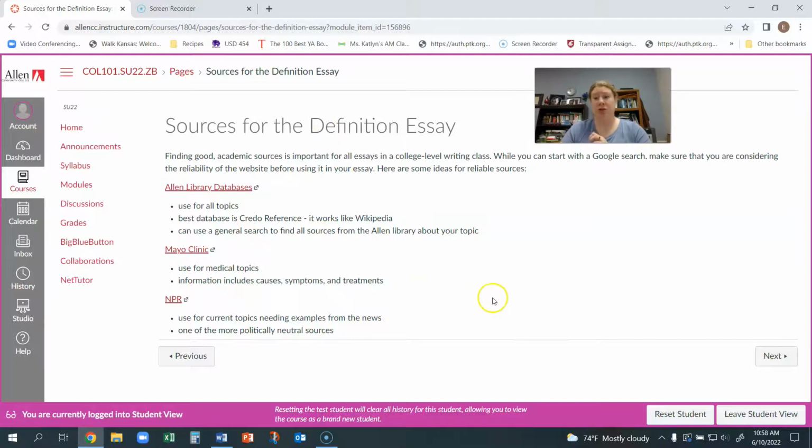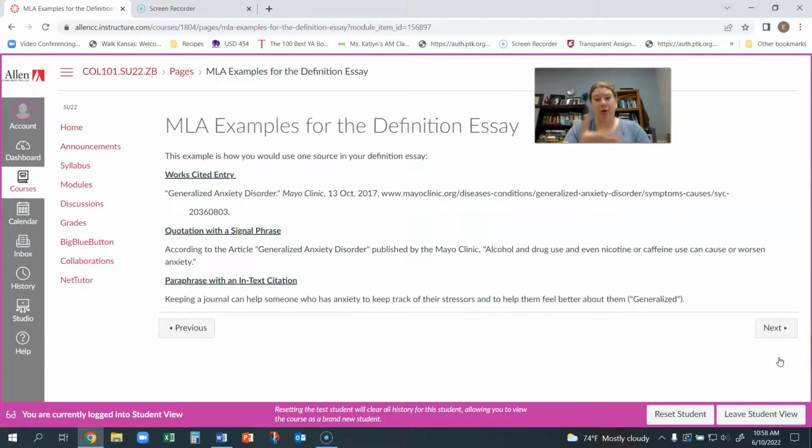These are just some ideas. You definitely can do a Google search, but keep in mind that you want to make sure you've come up with a source that has good information. Mine's from the Mayo Clinic, so this is the example that I give. I've got my works cited entry here. These are the requirements for the definition essay. You have one works cited entry. It's going to look like this for a general web source. If you are using the databases, you can copy the citations off of the database.